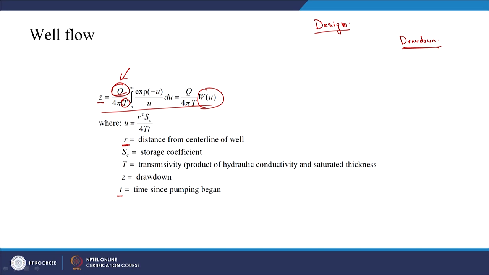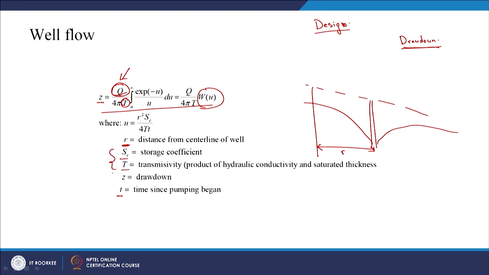As in, what does this particular variable mean? It means, if this is my well, and this is the hydraulic gradient, and this is the drawdown or such, okay. So, R will be the distance from the center line of the well at which I am trying to calculate the drawdown. So, that is going to be R, storage coefficient, transmissivity, aquifer properties. Again, drawdown is what I am going to calculate, and time since pumping began.